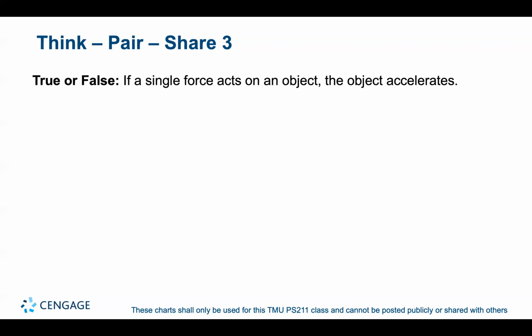If a single force acts on an object, the object accelerates. This is true. When a single force acts, the resulting force cannot be 0, and the object must accelerate. Okay. If an object accelerates, at least one force is acting upon it. That's true. When an object accelerates, a set containing one or more forces with a non-zero resultant must be acting upon it.